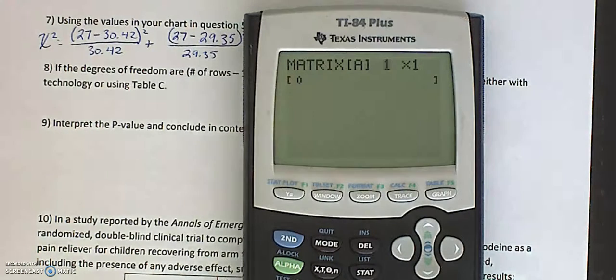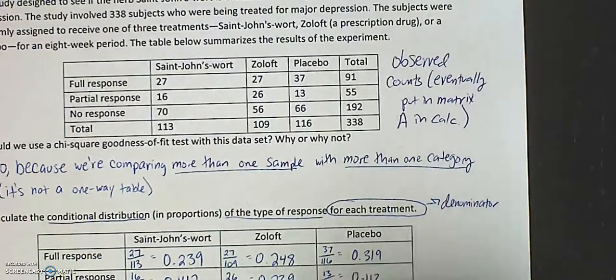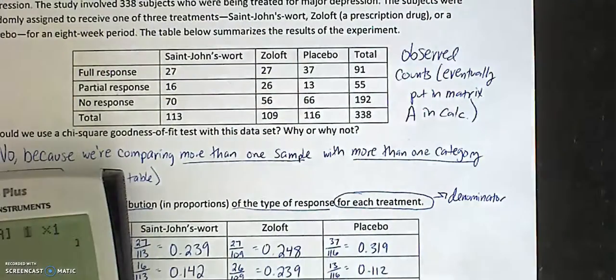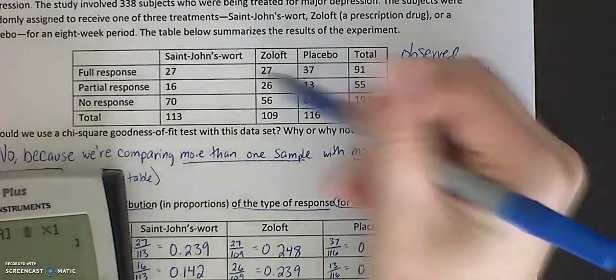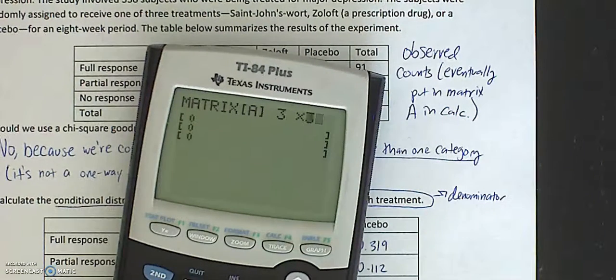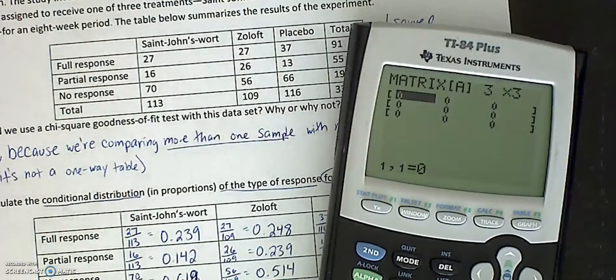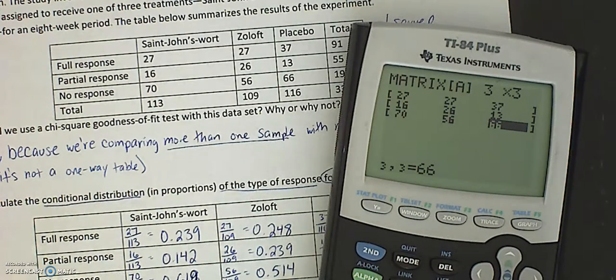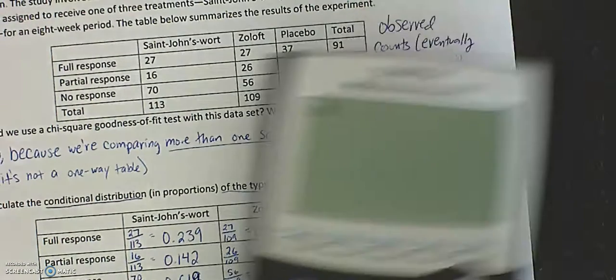So, matrix A is going to be our observed values, our observed counts. Okay? So, only looking at the actual data and not the totals, this is a 3 by 3 matrix, right? 3 rows, 3 columns. So I'm going to change this to a 3 by 3. And then I'm just going to enter them in. Okay, so take a moment and enter those in. So I entered in my data into my matrix A. These are my observed. Now, clear out of that. So, exit out of that, I should say.